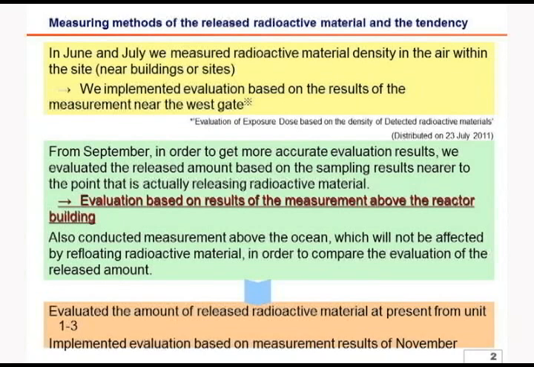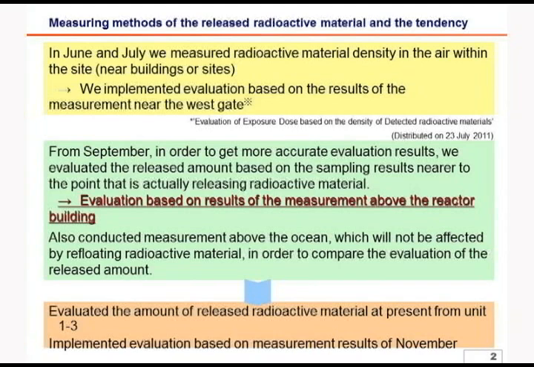As in the first 2 months, we could not conduct samplings over the buildings. We evaluated the emission amount by measuring the density of radioactive materials in the air in the site and assuming that the radioactive materials are from the reactor buildings. As we measure at the west gate every day, we conduct evaluations by analyzing the radioactive materials in the dust in the air at the west gate.